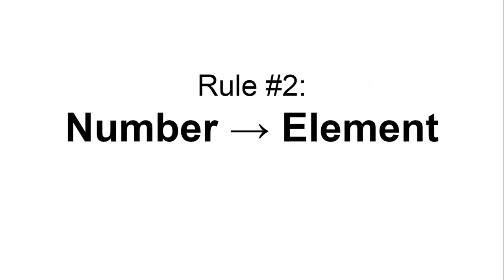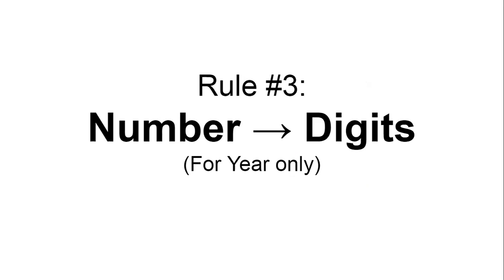Next is rule number 2. This rule tells us to mention the numerical values first before the time element. And lastly, rule number 3 says that the numerical value for the year time element should be read separately per digit.